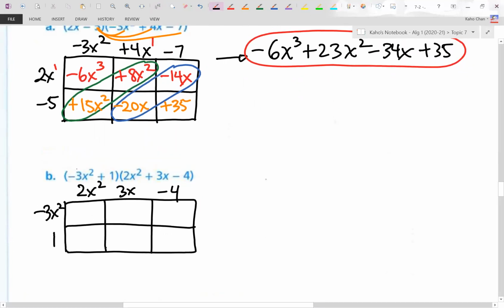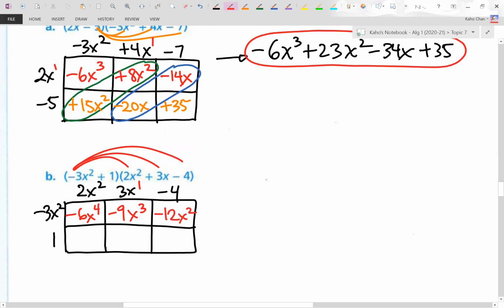Let's do the first row here like this. That's my first row in red. Negative 3 times 2 is negative 6. Let's count the x's there. X squared is x to the 4th. Second product, negative 3 times 3 is negative 9. X, let's count that. X squared and x to the first is x to the 3rd. Nice. And last, next product, negative 3 times negative 4 is negative 12x squared.